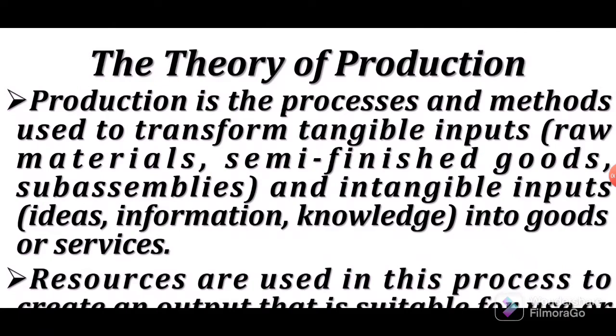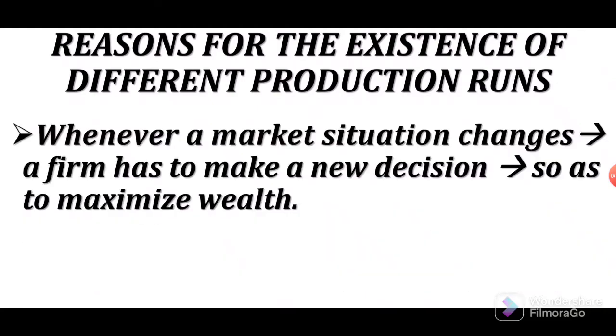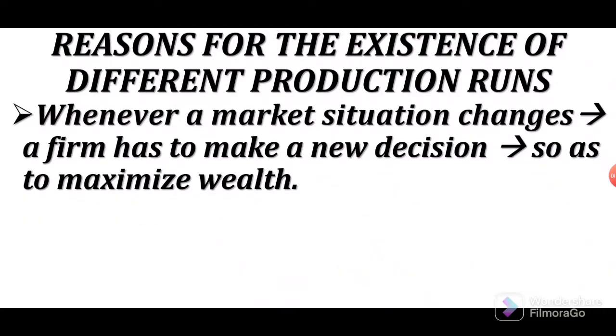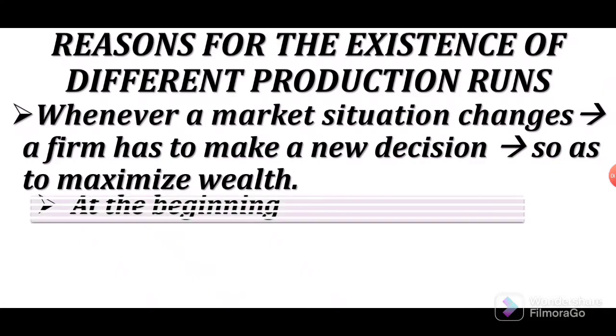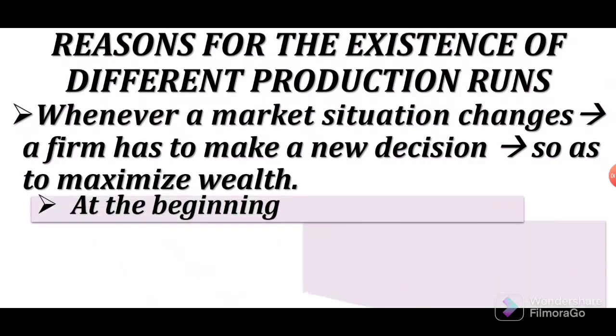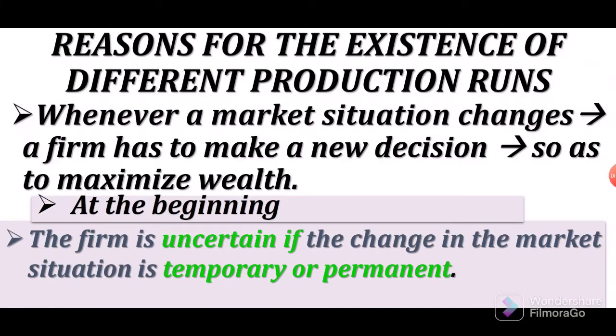What is production? Then moving on to the next point, where we are going to see the reasons for the existence of different production runs. Whenever a market situation changes, a firm has to make a new decision so as to maximize wealth. At the beginning, the firm is uncertain if the change in the market situation is temporary or permanent. It's obvious. Then it will make only the minimal and necessary decision in the factor to minimize cost.